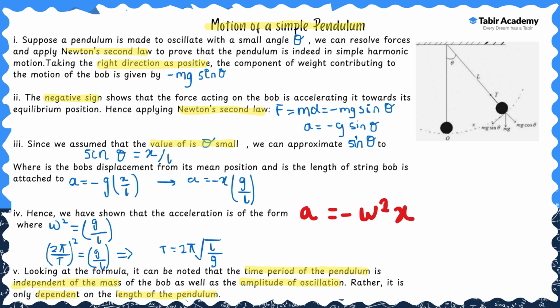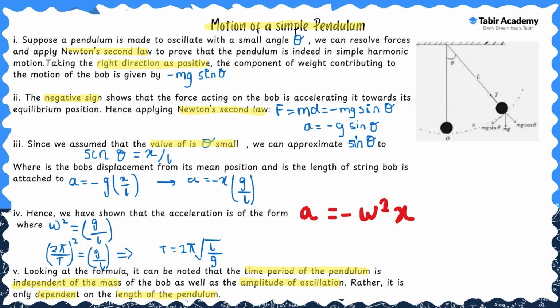So if we take the right direction as positive, the component of weight of the pendulum will be given by minus mg sine theta, which you can see is resolved in the diagram on the right. This negative sign in the equation shows that the force acting on the bob is accelerating it towards the equilibrium position. So in Newton's second law equation, we'll replace a with g sine theta and we'll get the equation where a is equal to minus g sine theta.